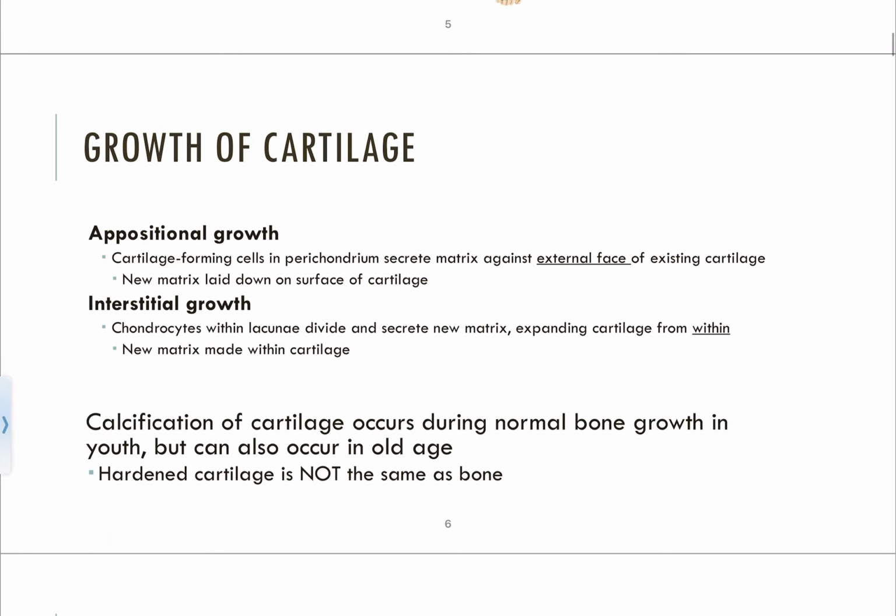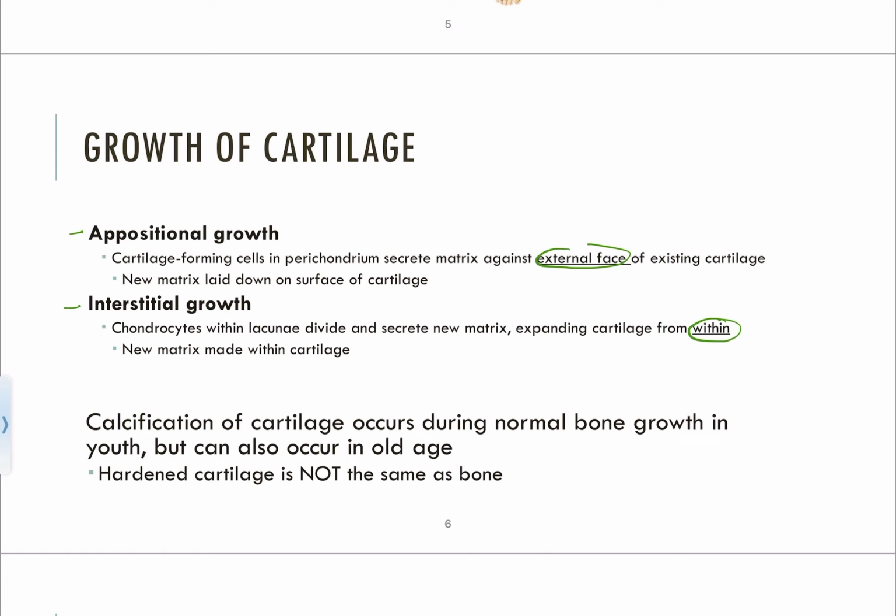Now we can talk a little bit about cartilage growth. We have two types of growth. Remember that cartilage is a flexible matrix, unlike bone. So because it's flexible, it can allow for mitosis. So when we talk about growth, we have two types. We have appositional growth and we have interstitial growth. Appositional growth is just growth on the external face. And interstitial is going to be growth from within. That's your big difference there.